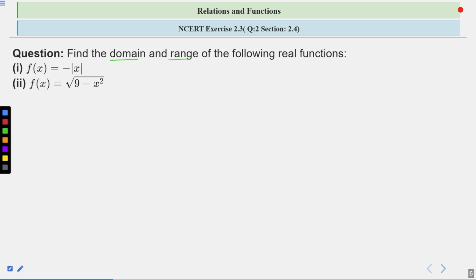Find the domain and range of the following real functions. So real functions are already given to you. Two real functions, f(x) is equal to minus mod x and f(x) is equal to root of 9 minus x square. We have already seen about mod x, the modulus function, if you recall. So just give me domain and range. You'll have some seconds to try this problem. Then afterwards we will move on to the solution slide. So your time starts now.